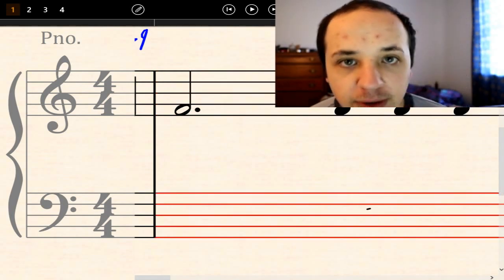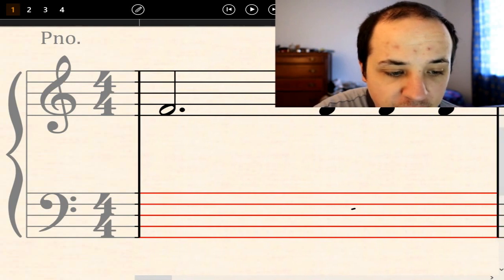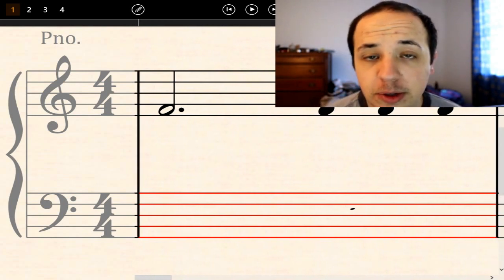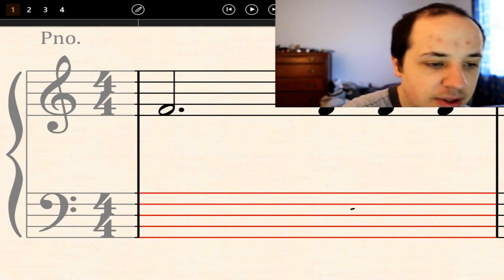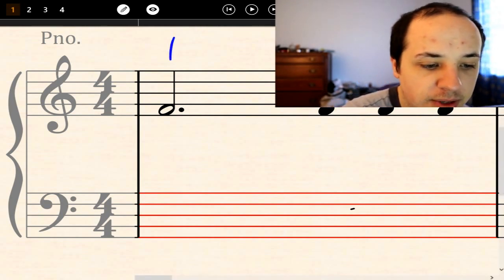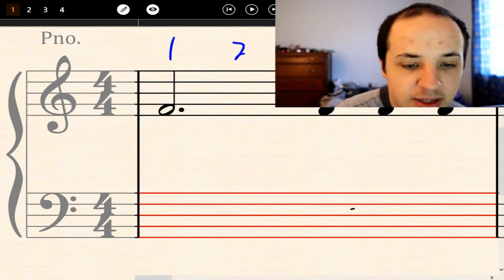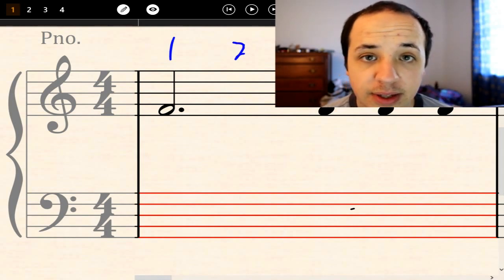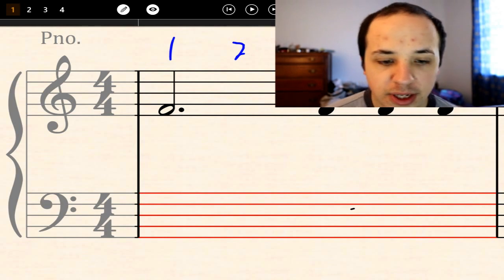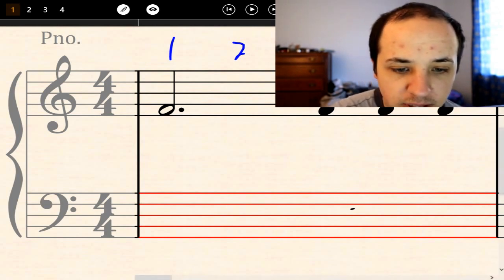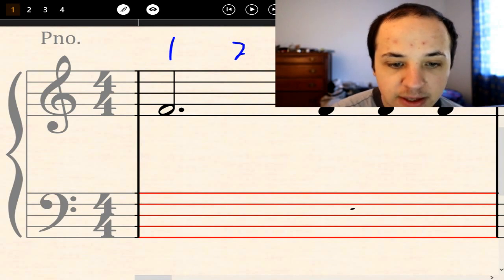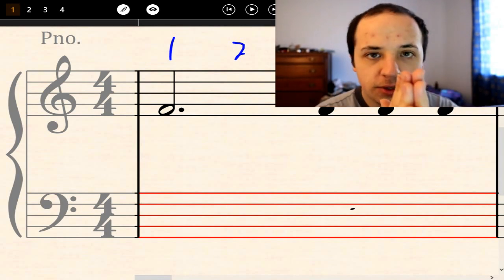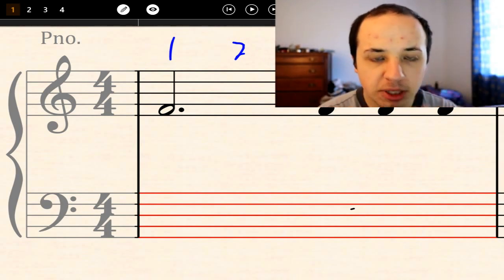Boom, there we go. Okay, so now we have dotted half note, right? How many beats does a dotted half note get? Dotted half note gets 3 beats. So out of the 4 beats, this is pretty easy. We got our first 3 taken up by that. And then how are we going to count this last triplet? Well, we're going to count it as 4 triplet. So you have 1, 2, 3, 4 triplet. Just like that.